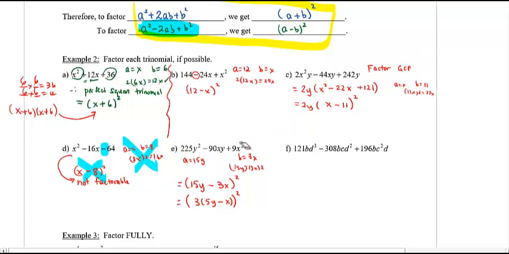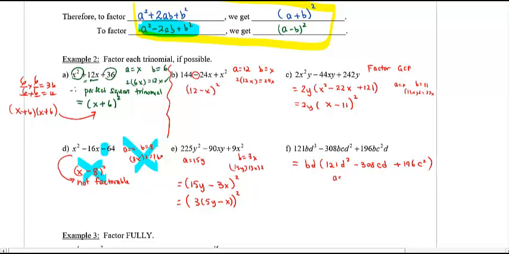And the last one, F. Yeah, wow, this looks scary. But once again, factor out the greatest common factor. How about abd? C, D, 196 c squared. Wow, interesting.